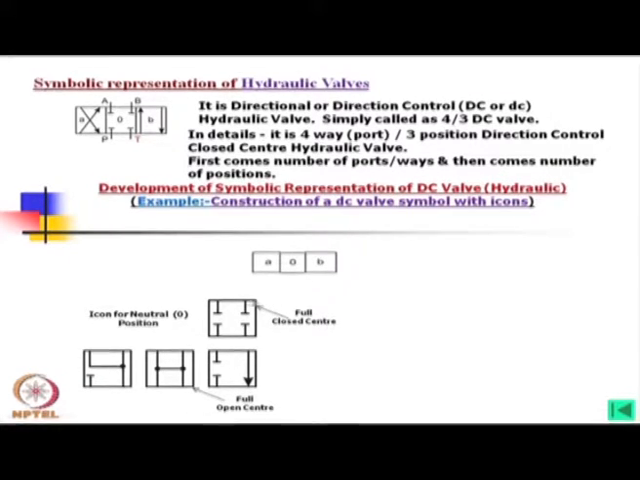Now, if I again look at these icons, in this one P normally remains closed at neutral position, whereas the other 3 ports A, B and T are connected together. This means that if we imagine it connected to the actuator, then at the neutral position the load will come down, oil will go to the tank, whereas the pump, if it is running, will always remain ready with pressure.